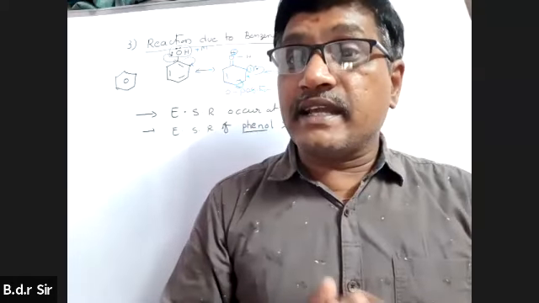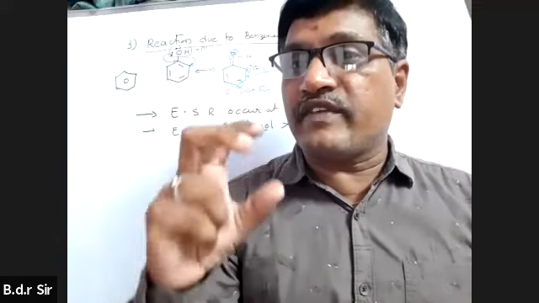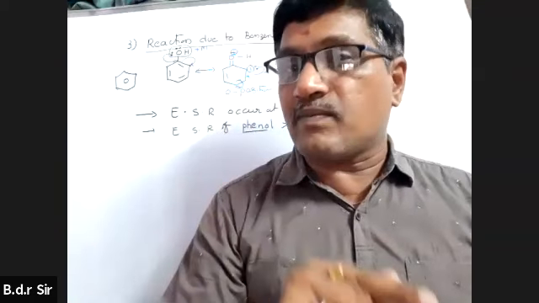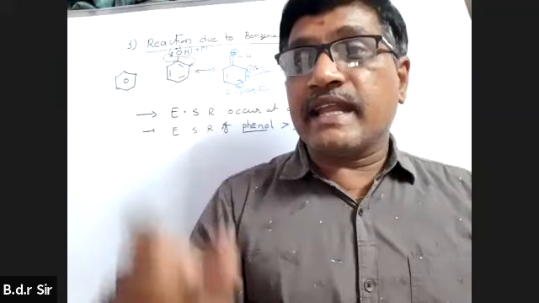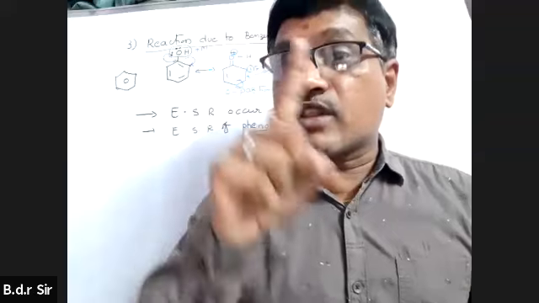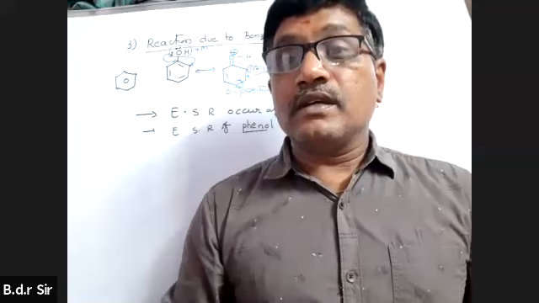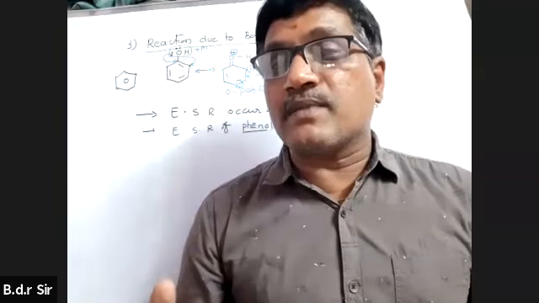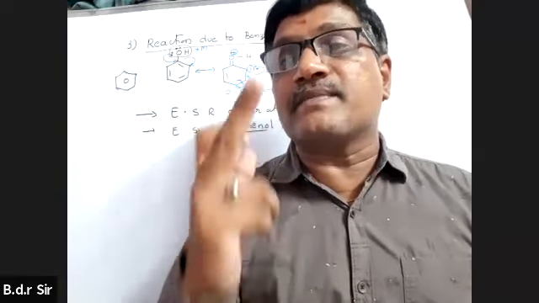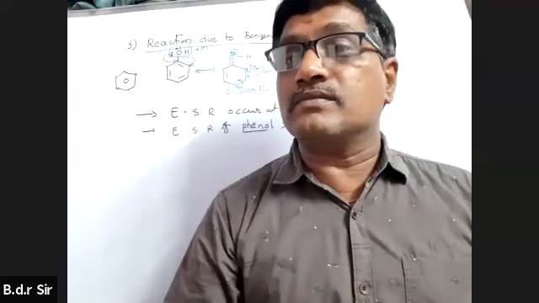Here, due to the plus M effect of the OH group in phenol, it increases the electron density at ortho and para positions. Hence, in electrophilic substitution reactions, the electrophile attacks at the ortho position as well as the para position. Among ortho and para substituted compounds, the para compound is more stable, that is the major compound. The ortho compound is the minor compound.